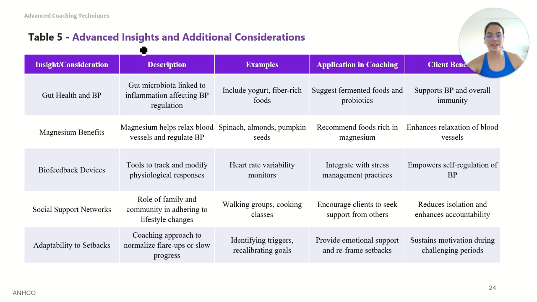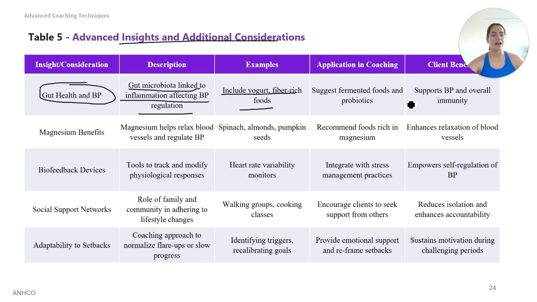Table number 5 looks at the advanced insights and additional considerations. Let's look at gut health and BP as one of the insights. Description is that gut microbiota is linked to inflammation, which affects BP regulation. Example, including yogurt, fiber-rich foods. Application in coaching is suggesting fermented foods and probiotics, and client benefit is that it supports BP and overall immunity.